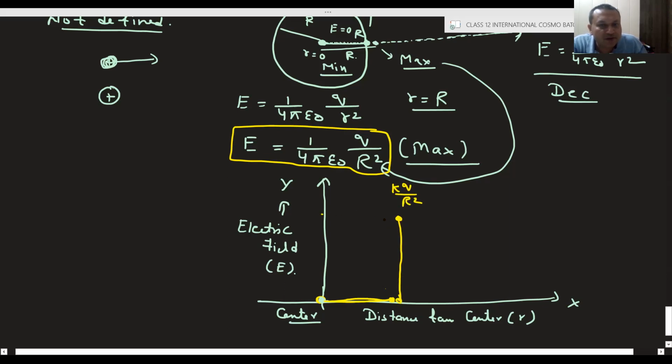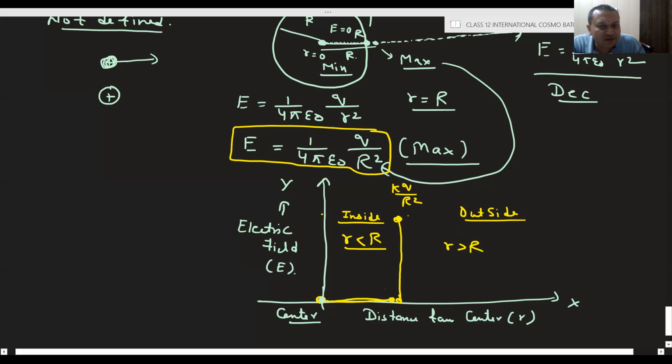From this point to this point you are inside the globe and r is less than R. Now as you move further, r is greater than R and you are outside.